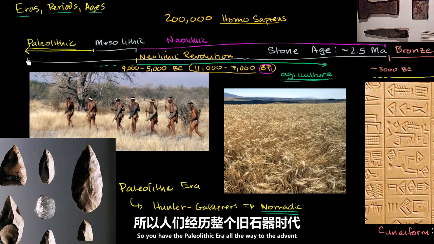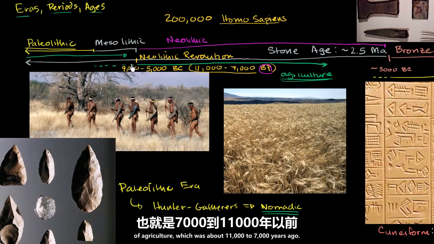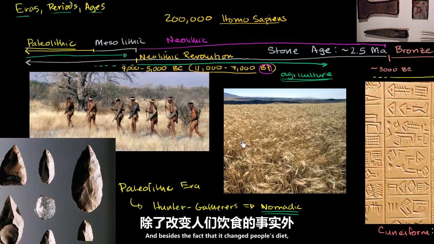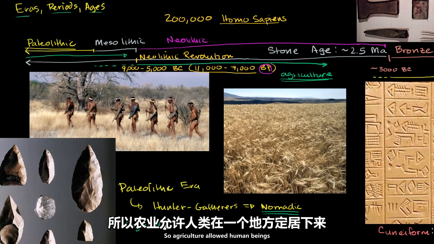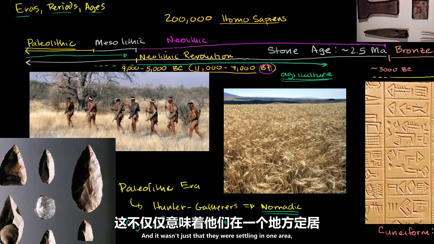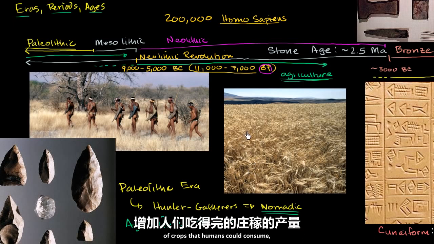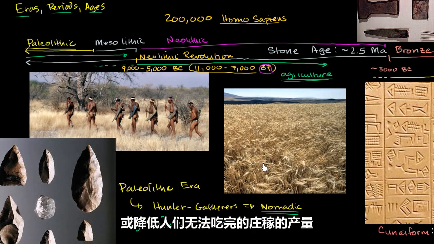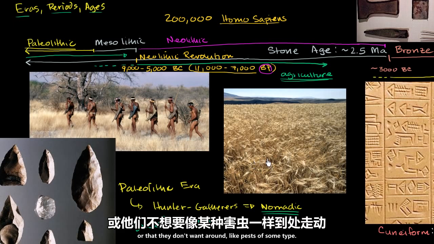So you have the Paleolithic era all the way to the advent of agriculture, which was about 11,000 to 7,000 years ago. And besides the fact that it changed people's diet, it allowed them to settle. So agriculture allowed human beings to settle down in one area. And it wasn't just that they were settling in one area, but because they were able to control their environment. They were able to increase the density of crops that humans could consume and animals that humans could consume, and lower the density of crops and animals that they can't consume or that they don't want around, like pests of some type.